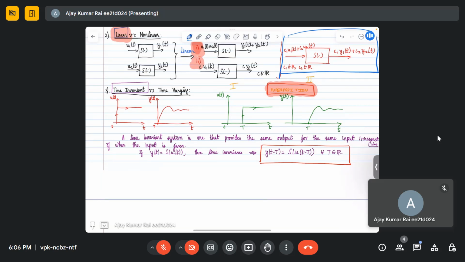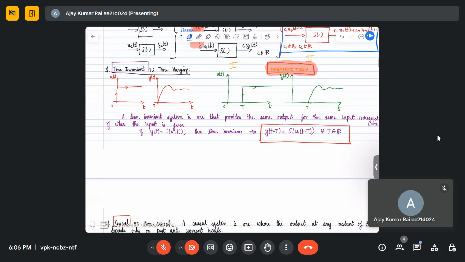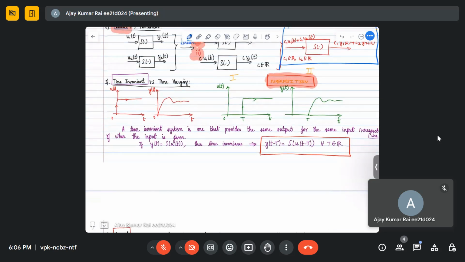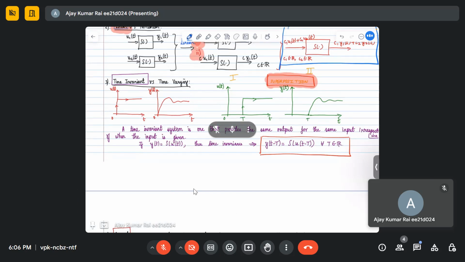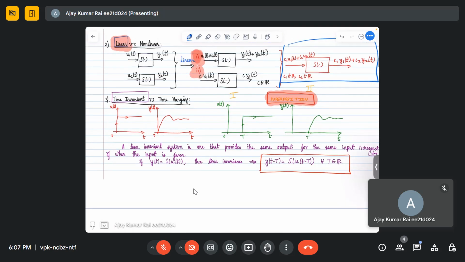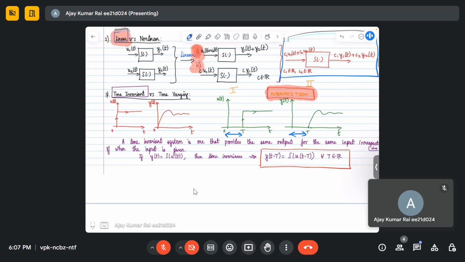Then we studied the time variant and time invariant systems. Mostly our normal real-life systems are time varying, but we'll study the time invariant system. A time invariant system is one that provides the same output for the same input irrespective of when it is applied, when the input is given. You can see here the red example and the blue-green example. In the green one, we have just displaced the input by this time period t. You can see it is delayed by this time t, and the output is also delayed by t. So this system is a time invariant system. Okay, we'll see the examples.